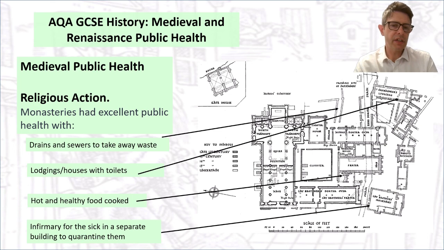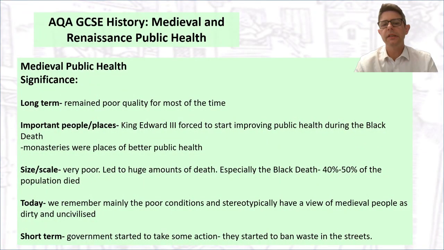So we think about the significance for question 2, the significance question. Here are our 5 criteria for significance, our list criteria. So the long term, it remained poor quality public health for most of the time, and therefore inspired poor quality public health ranging into the time periods beyond. The government was not really too involved in public health. There were some important actions, important people involved.